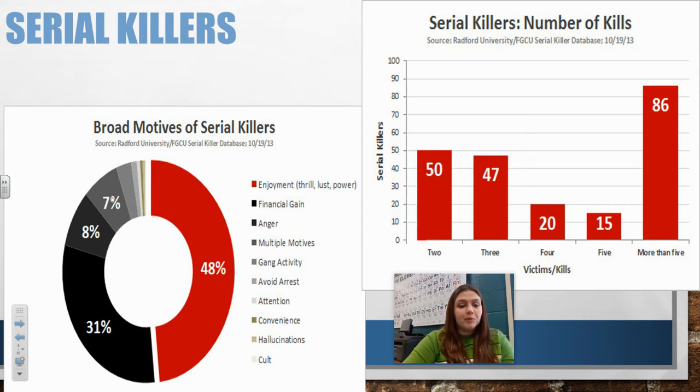And then anger, multiple motives, so had different things. Gang activity, which I don't really count, but I guess is technically a serial killer. Hallucinations, cult, all that kind of weirder stuff down here. And then serial killers, number of kills. So this is just on average. Having 2 kills can still be considered a serial killer, depending on which rule you're using. Having 3, having 4, having 5, or having more than 5. So the majority of the ones that we'll talk about have more than 5 people that they've killed.